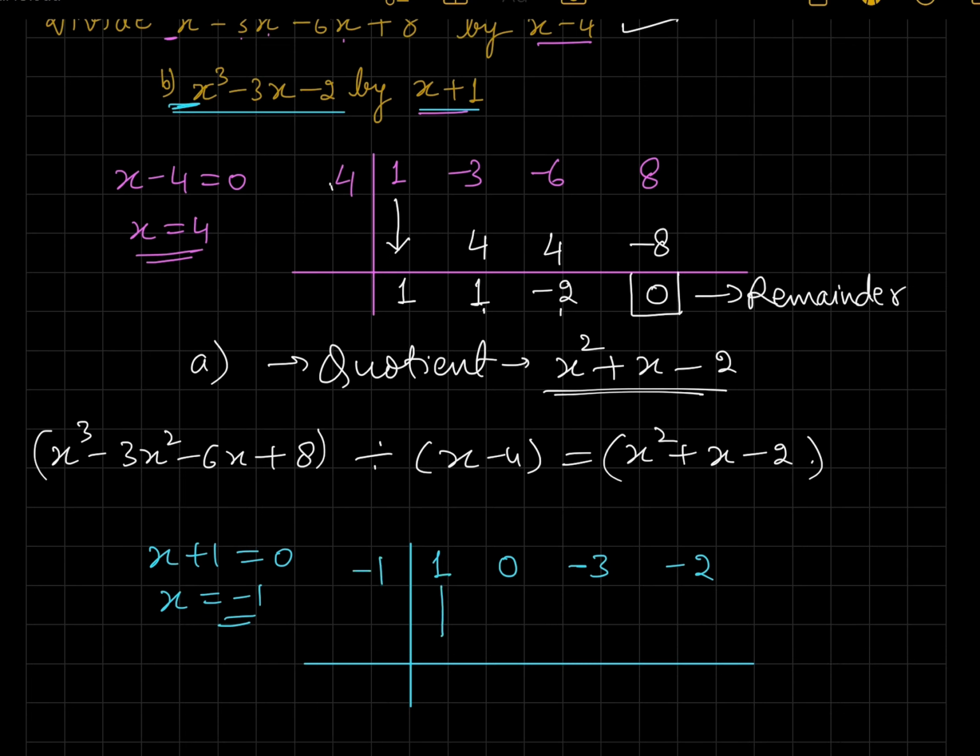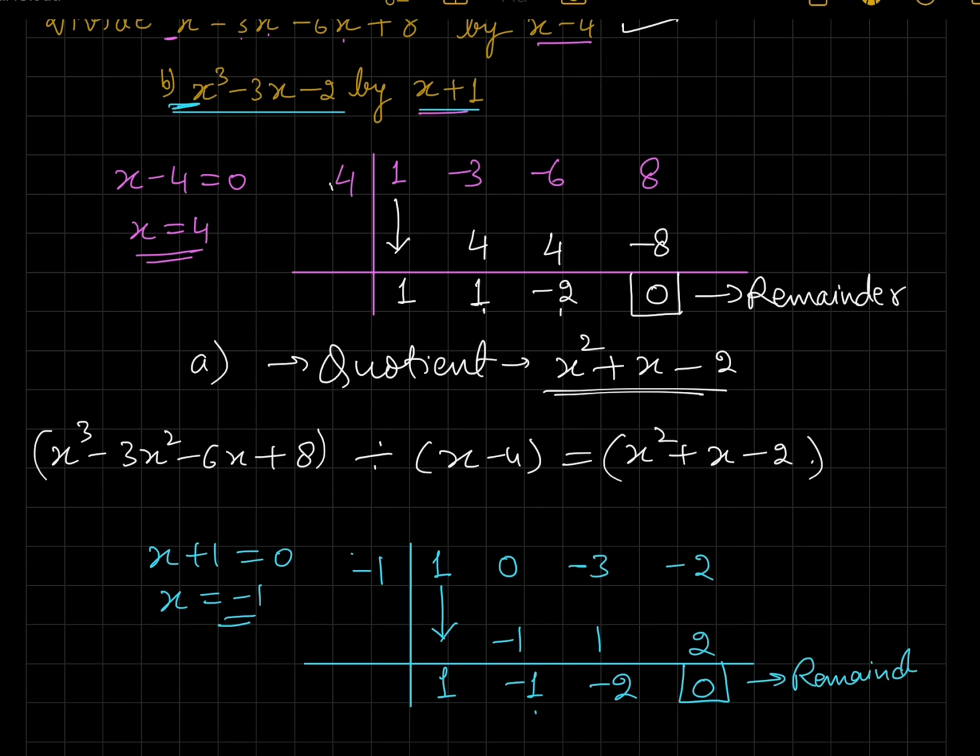Same as before, I will take down this 1 as it is. Now negative 1 times 1 gives me negative 1. 0 minus 1 gives me negative 1. Now negative 1 multiplied by negative 1 gives me positive 1. Negative 3 plus 1 gives me negative 2. Negative 1 times negative 2 gives me positive 2. And negative 2 plus 2 gives me 0. So this is my remainder.